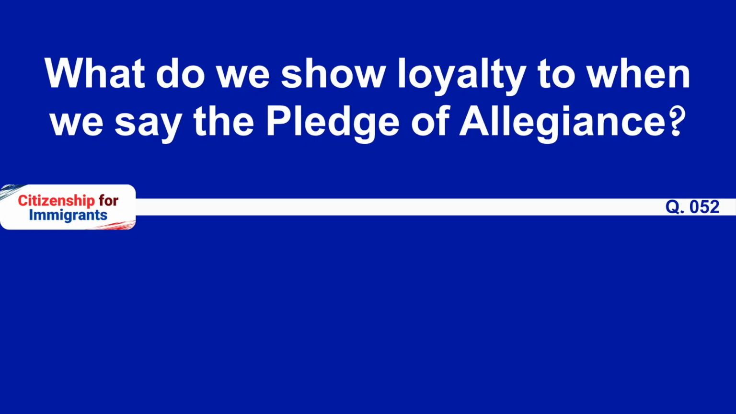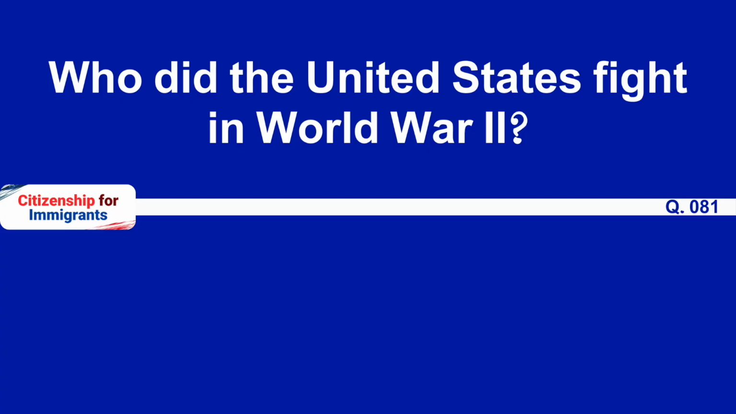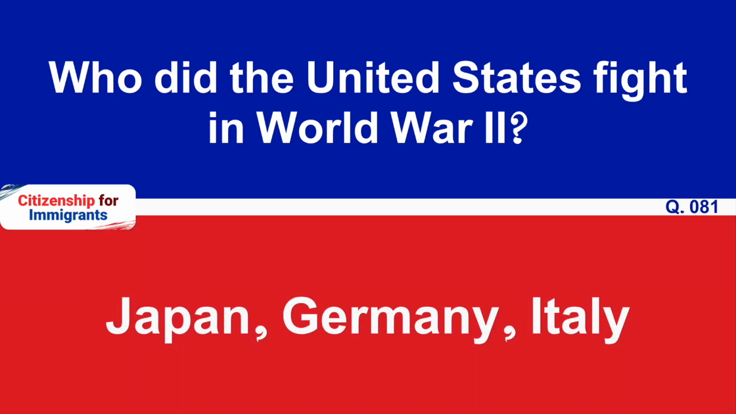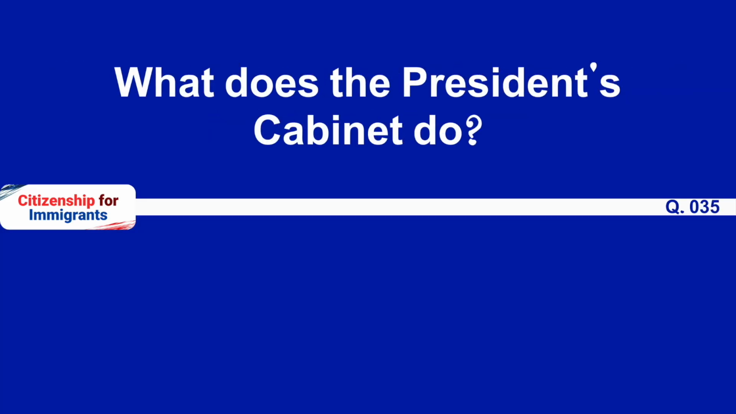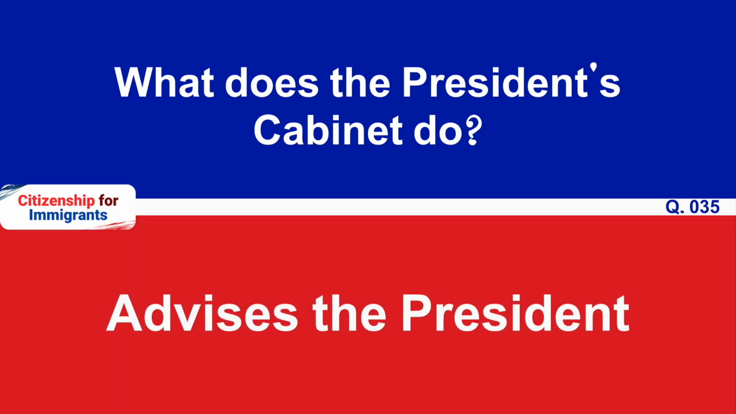What do we show loyalty to when we say the Pledge of Allegiance? The United States. Who did the United States fight in World War II? Japan, Germany, and Italy. What does the President's Cabinet do? Advises the President.